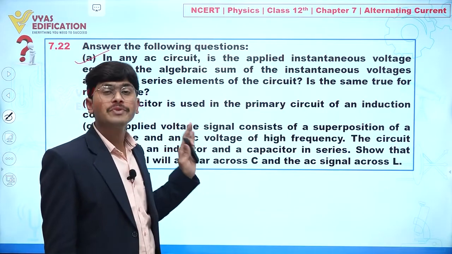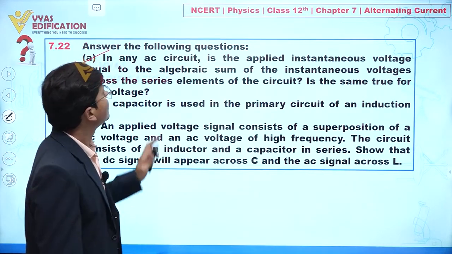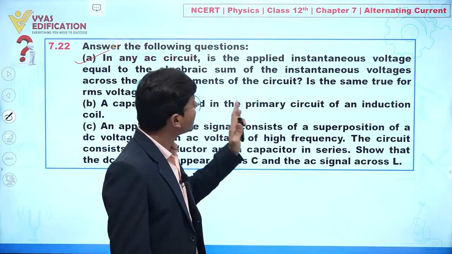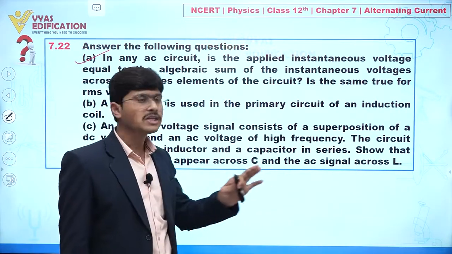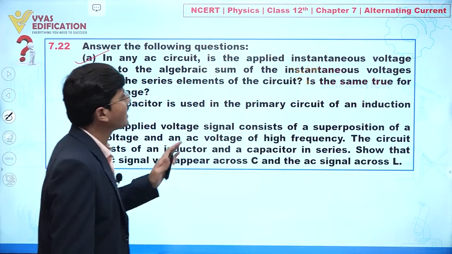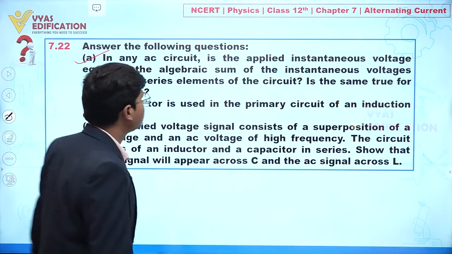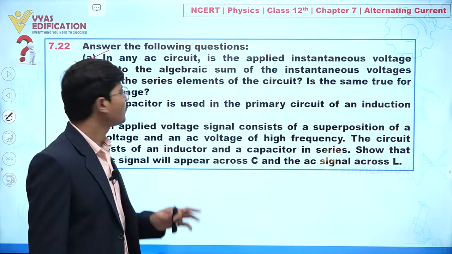in any AC circuit, is the applied instantaneous voltage equal to the algebraic sum of the instantaneous voltages across the series elements of this circuit, clear? Is the same true for RMS voltage?